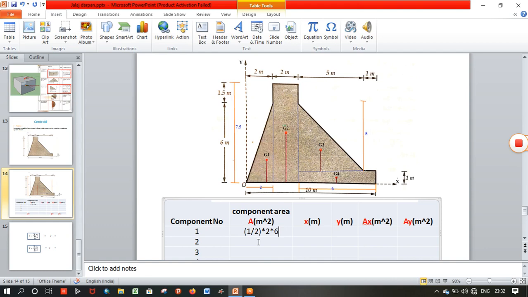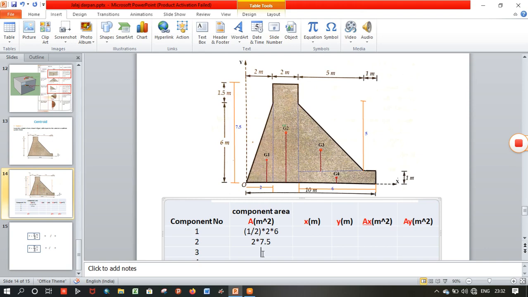Now come to the second geometrical component. The second geometrical component is a rectangle. The base width of the rectangle is 2 meter, this distance, and the height is 7.5 meter. By adding 6 meter plus 1.5 meter, this whole length is 7.5 meter. So the area becomes width into height, that is 2 meter into 7.5 meter.